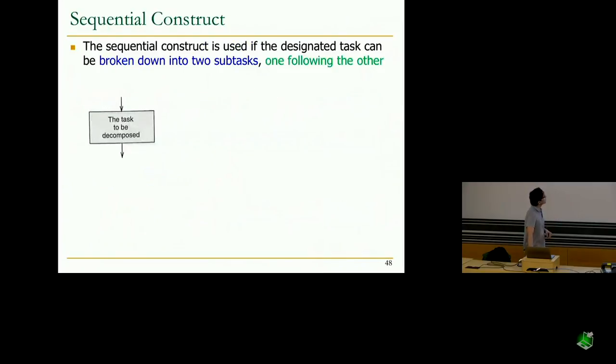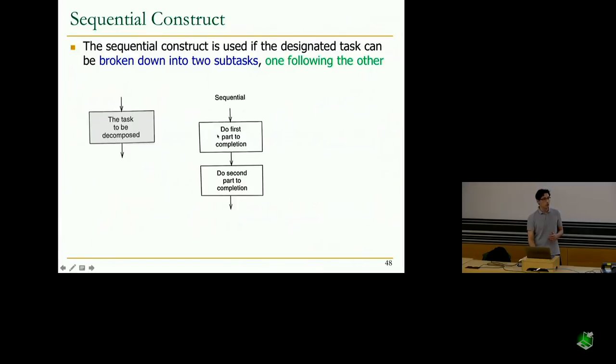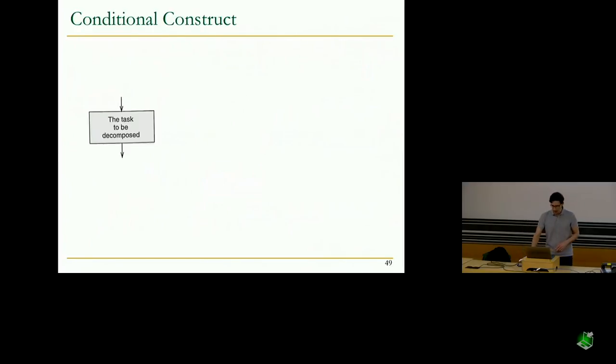What's a sequential construct? Something is sequential when we have a sequence of operations that are executed one after the other. So if we have one task, like this one that we have here, it will be sequential if we can decompose it into 2 subtasks that are executed one after the other. You can see these 2. We run the first part to completion, and then we run the second part to completion.